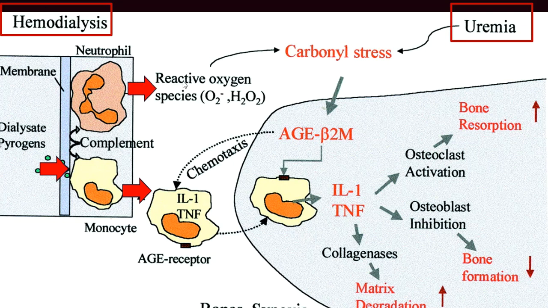Note that the player here is advanced glycation end-product beta-2 microglobulin, and the stimulants are inflammatory reactive oxygen species, as well as cytokines and chemokines. Osteoclast activation and osteoblast inhibition.